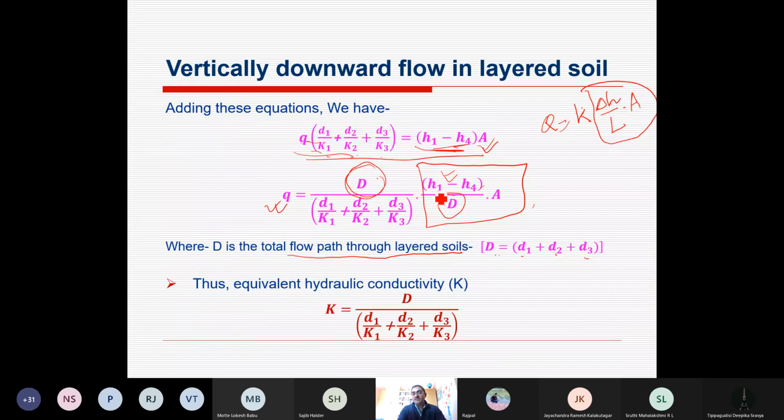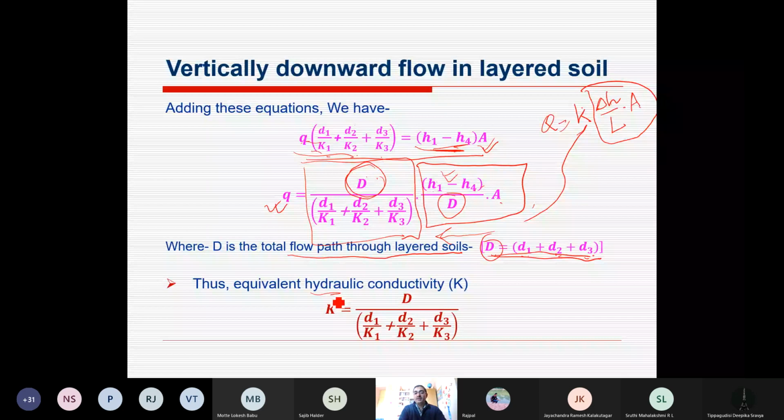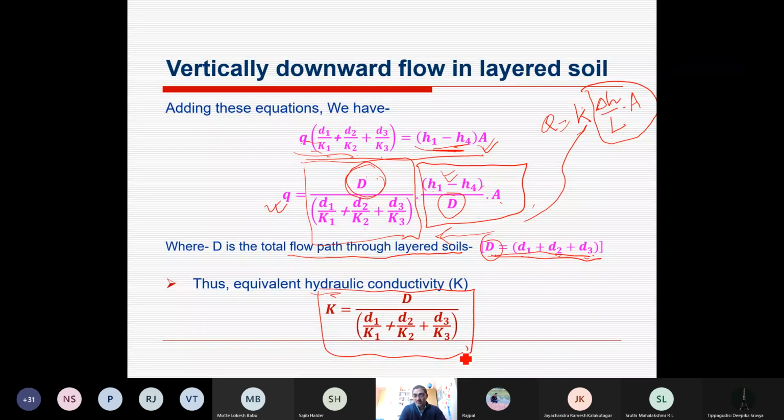So it is H1 minus H4, and the equivalent is the total depth of these three layers, D1 plus D2 plus D3, that is D into A, and this whole term should be equal to K. So K is equal to D divided by D1 by K1 plus D2 by K2 plus D3 by K3, and this is now the hydraulic conductivity of this three layered system, where we are considering vertical or downward flow of water.